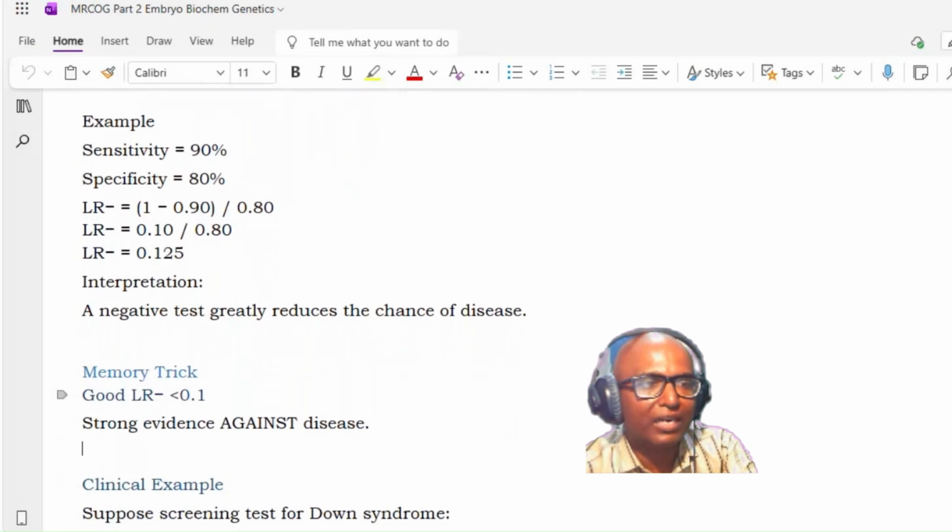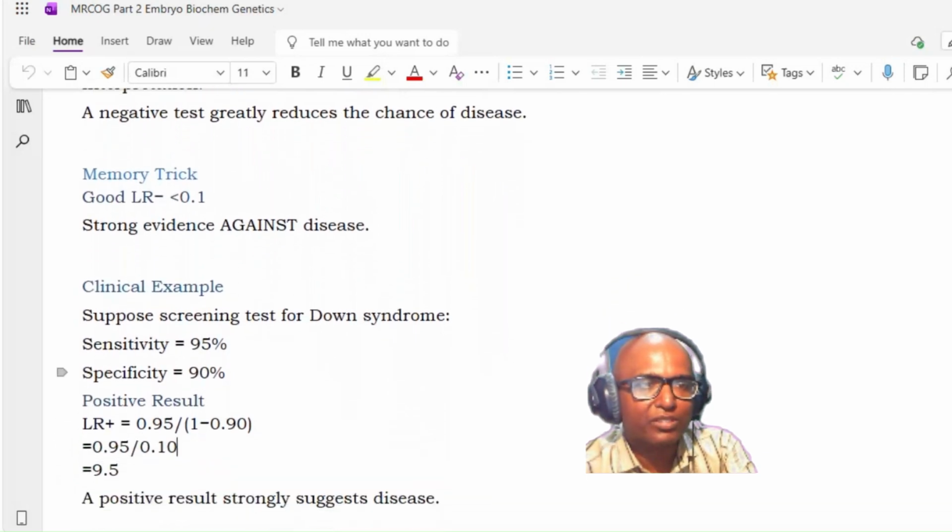So a good likelihood ratio negative, if it is less than 0.1, is very good. There is strong evidence against the disease. Suppose a screening test for Down syndrome. Here the sensitivity is 95% and specificity is 90%. So likelihood ratio positive will be sensitivity upon 1 minus specificity.